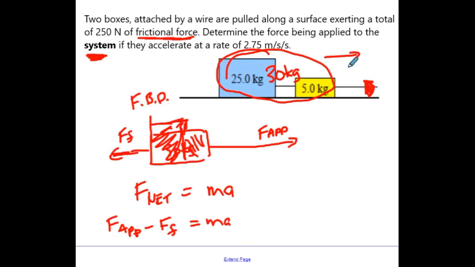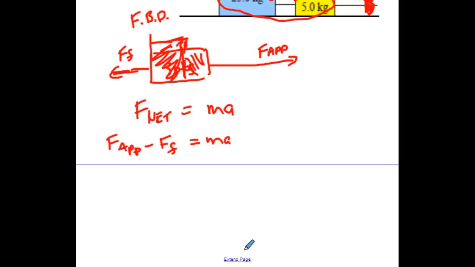So hopefully that's a good explanation as to why, but it seems that we're moving in this direction right here, and we're moving because of the applied force, not because of friction. Friction can't cause something to move. Friction opposes the movement of objects. And I believe we actually have an entire lesson where we're going to discuss friction some more. So anyways, let's solve this one.